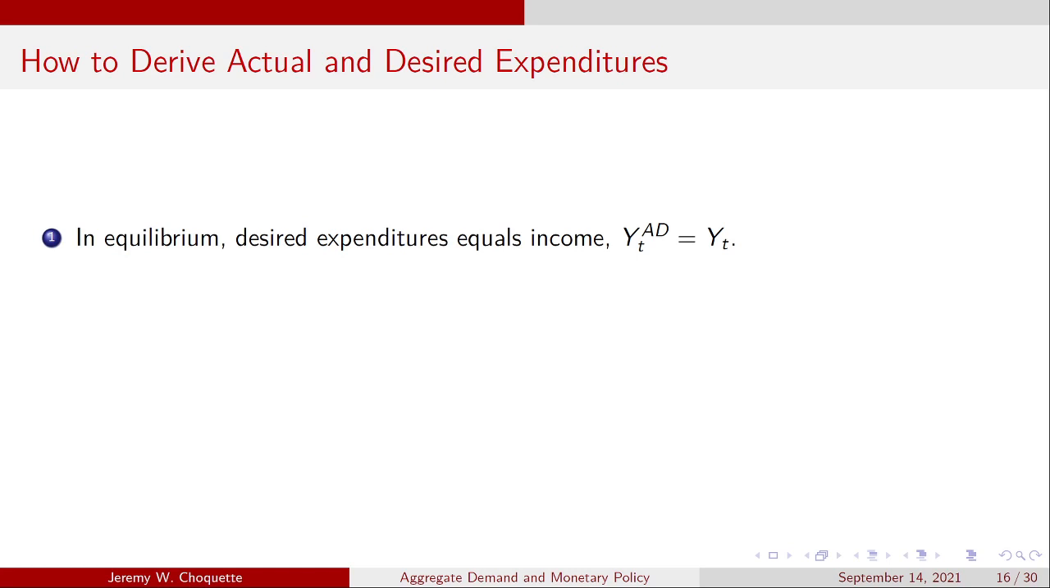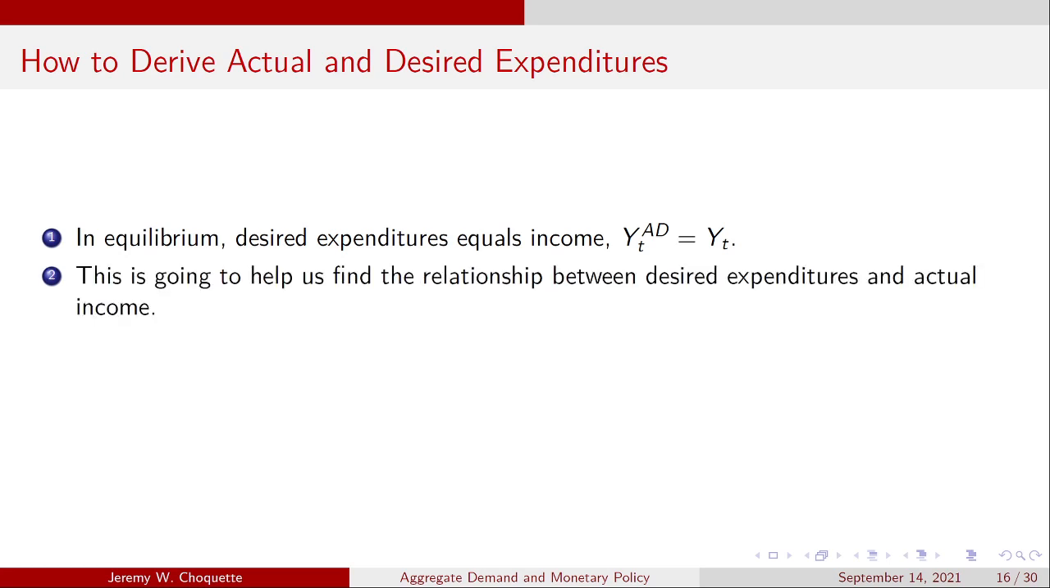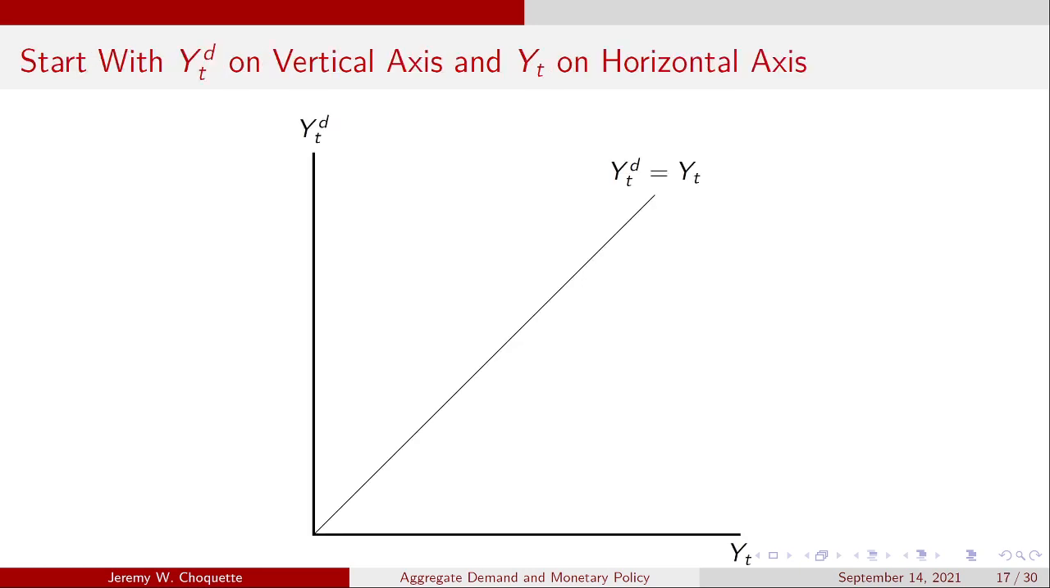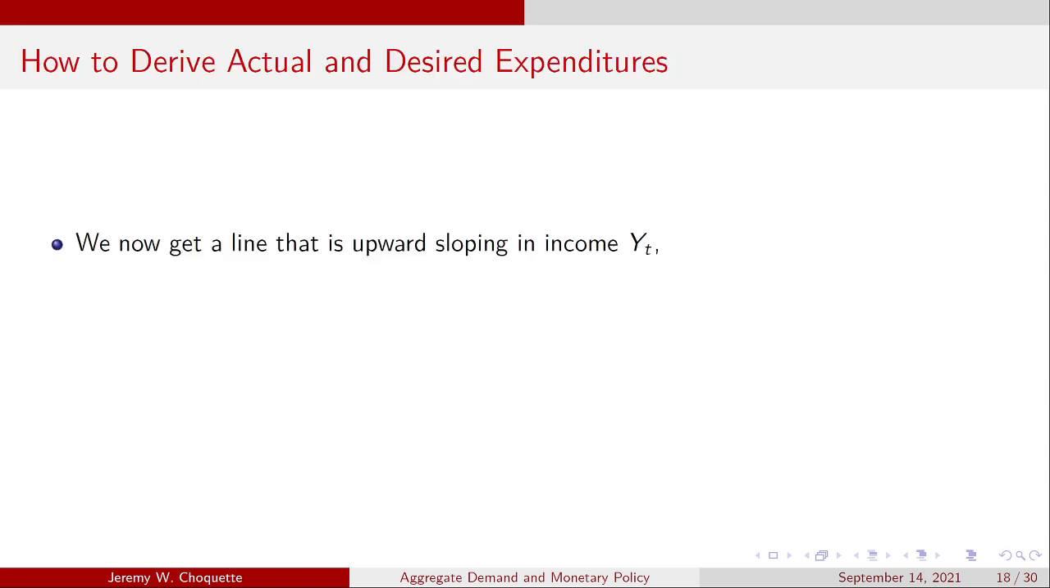Now, as I said, in equilibrium, these two are equal, which helps us find the relationship between desired and actual expenditures and income. Like I said, to begin relating them, we draw a 45-degree line, indicating the continuum of all points in which Y AD equals Y. So we get this right here, right? If you've got a graph of Y and X, and you want to know all the points where Y and X are equal to each other, it's just the graph Y equals X, and it gives you exactly this, a 45-degree line that passes directly through the origin.